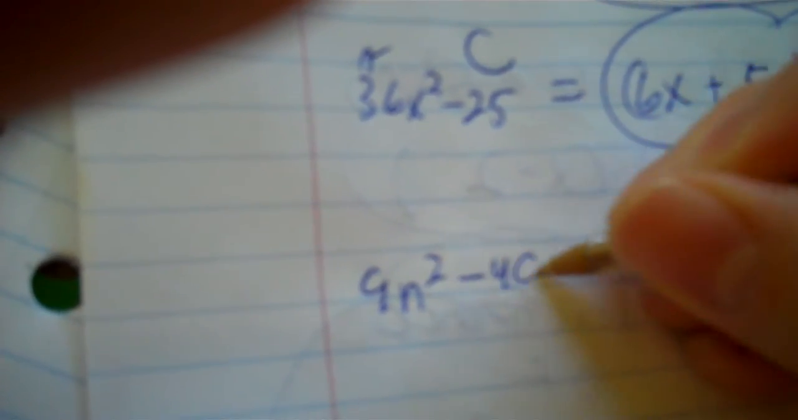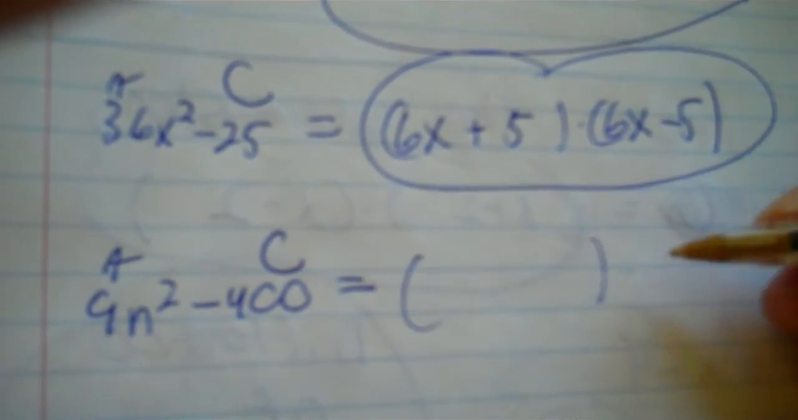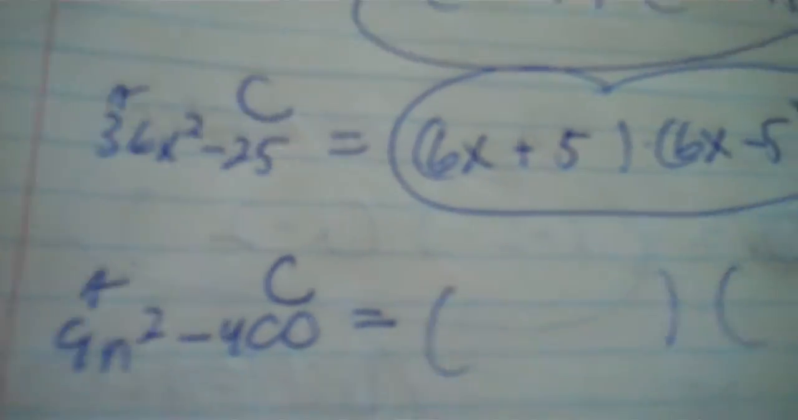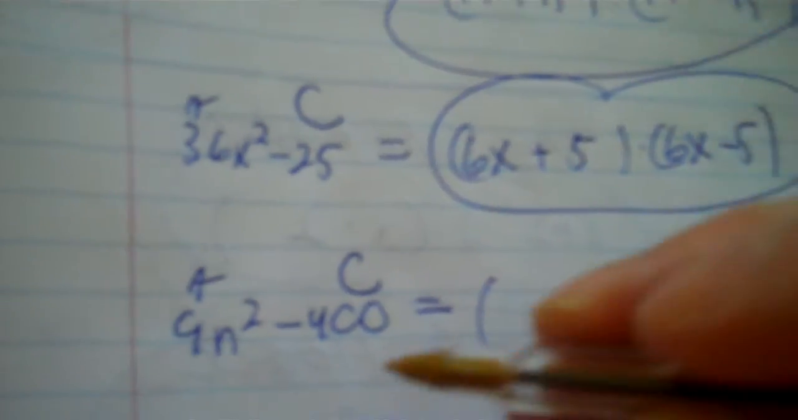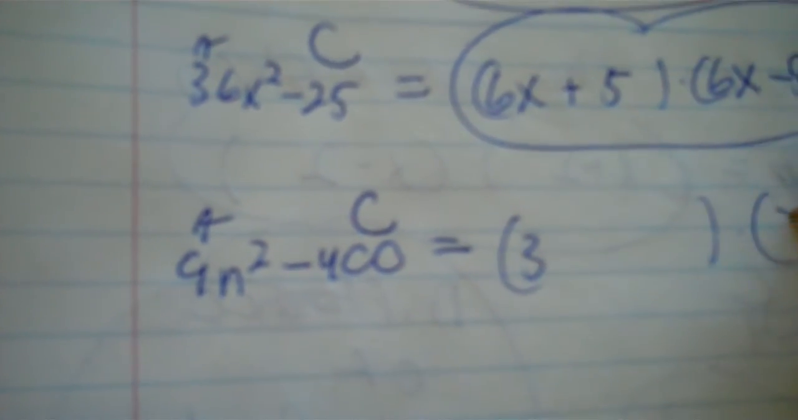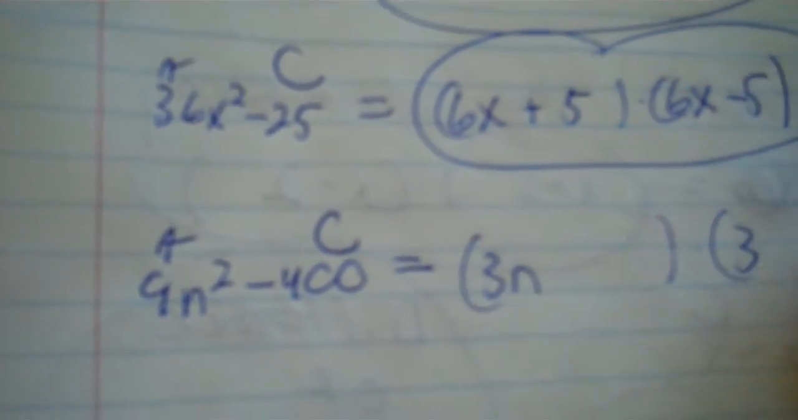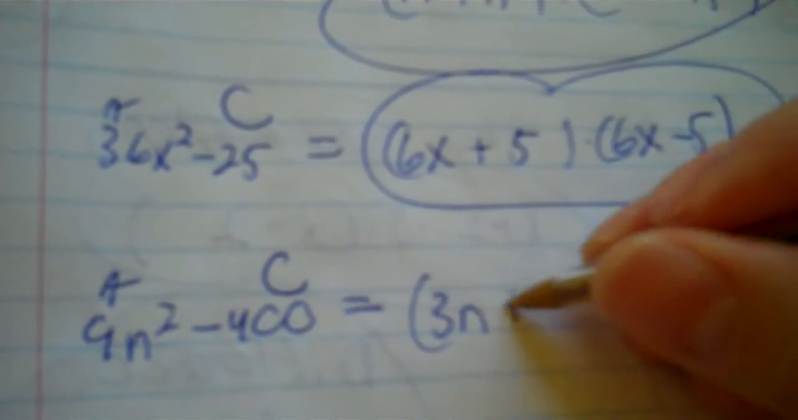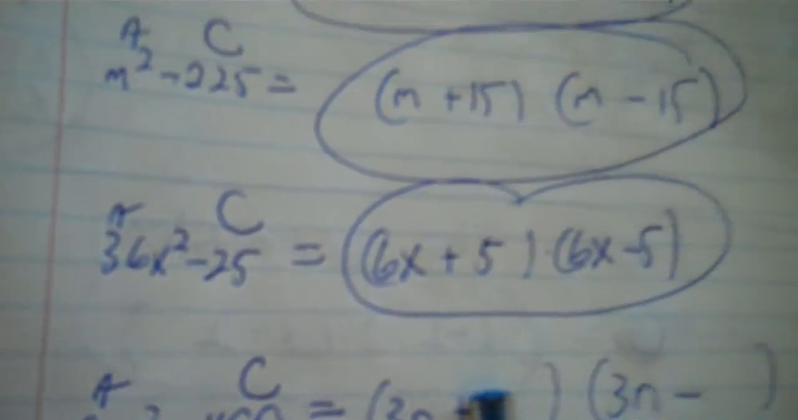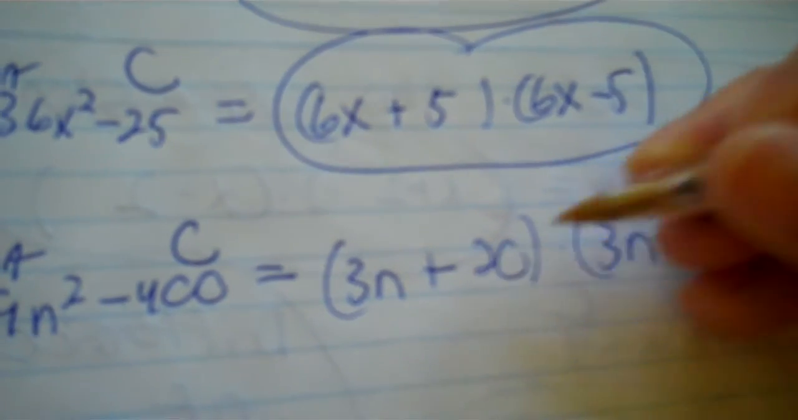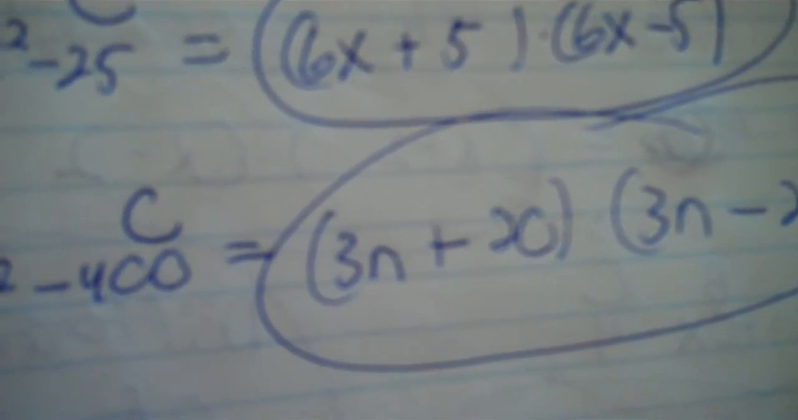Okay, my next one, we got 9n to the second minus 400. So that's an A and a C. So we got to look for a difference of perfect squares. Okay, so 9's 3 times 3, and then I can do the n to the second as n times n, and then minus is positive, negative. Now, how about 400? Go to that list, and 400's down at the end. That's 20 by 20. So 20 times 20. 3n plus 20 times 3n minus 20.